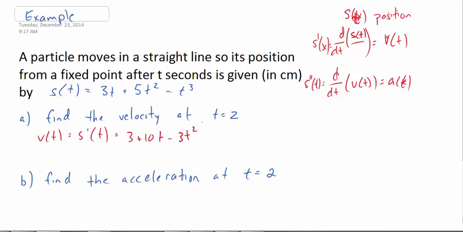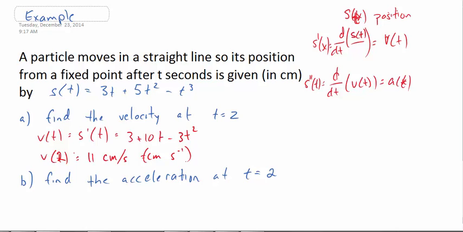That function will tell us the particle's velocity at any given time t. And what I care about is v of 2. And if I substitute 2 into this velocity function, I get 11. It'll be measured in centimeters per second, or we could also say centimeters second to the negative first.